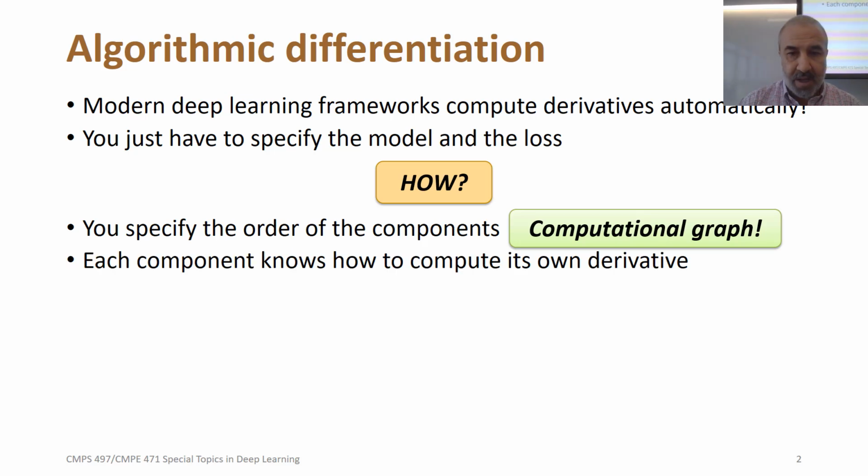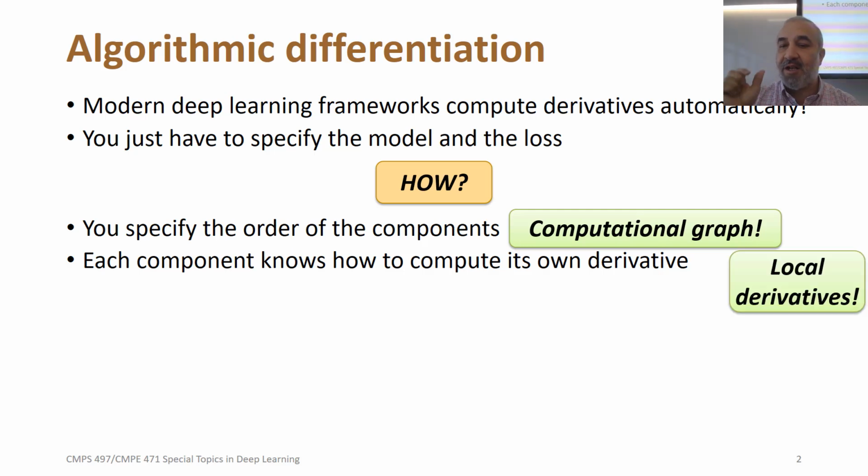Okay. Now we define the computational graph, right? If we define the sequence of the components. Now to do backpropagation, we need also to know how to compute for each component. What do we compute? What do we need for each component? The local derivative, right? The local derivative. So if each component knows how to compute its own derivative, then we know how to compute local derivatives.